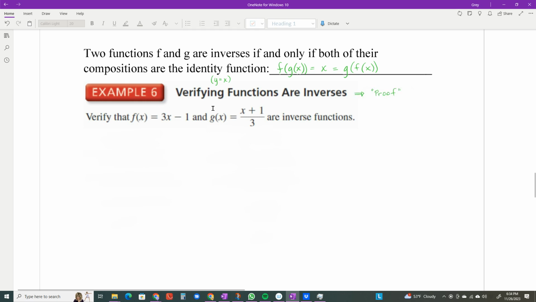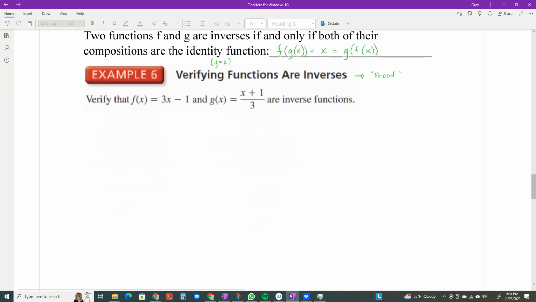Okay, so if you're verifying, you know what the answer is when you do f of g of x and g of f of x. What are you going to get as an answer? X. But it's a proof. And if you don't show me enough work in the proof, you will not get full credit. So that's the important part of it. You can't just skip from the beginning to the end and go, well, it all works out. You got to show me the steps.